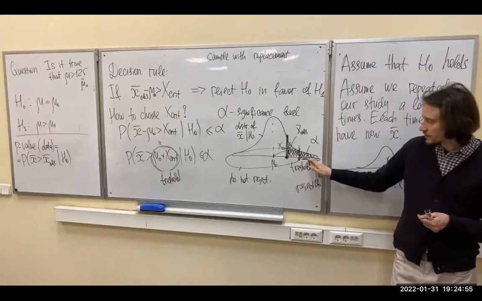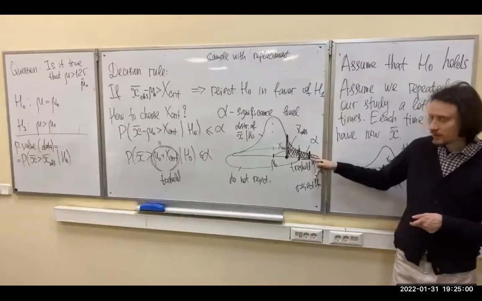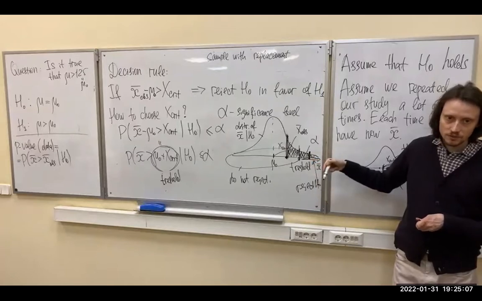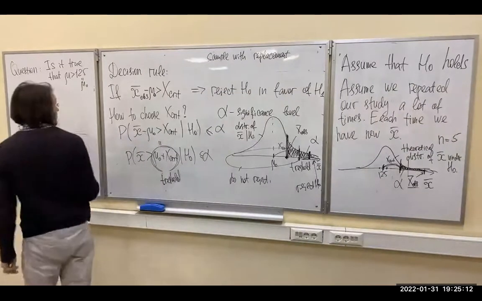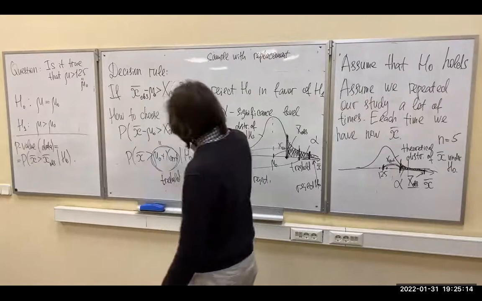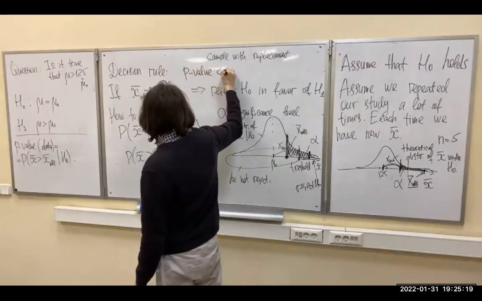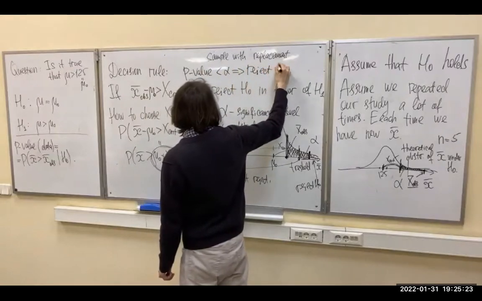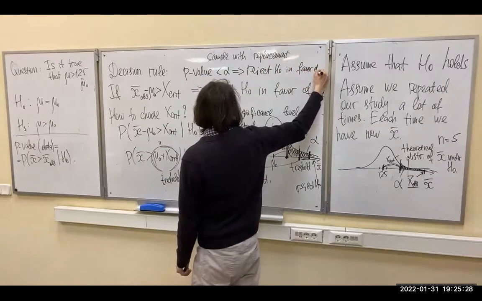And if x bar observed is somewhere here, then the p value is less than alpha. And in this case, we reject the null hypothesis. So our decision rule can be restated in the following way: if the p value is less than alpha, reject the null hypothesis in favor of the alternative.